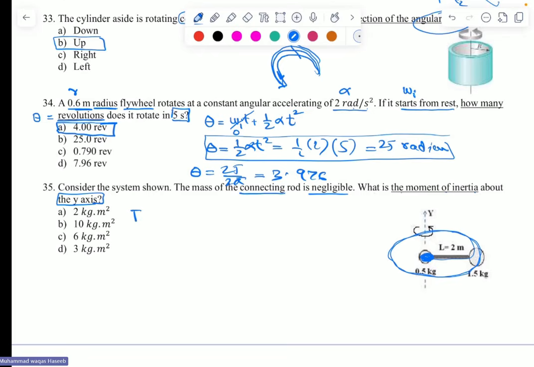So moment of inertia is nothing but m r squared. Along this, there is no r. So for this mass, the moment of inertia is 0. We only have to calculate the moment of inertia of this one, and this is the r. So m is 1.5, L is 2 squared. So when we calculate this value, you will get, I think, C.